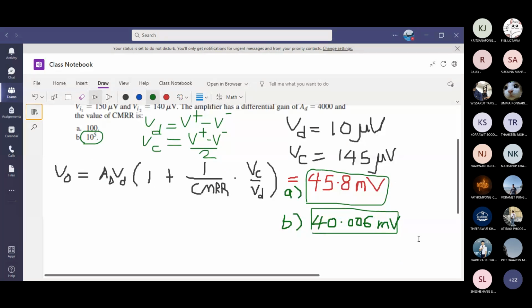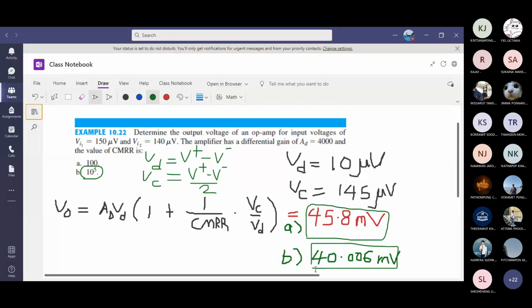When the common mode rejection ratio is high, the output is mostly due to the differential voltage. But here you see it is 5 millivolts more because the common mode rejection ratio is quite low. How do we verify that?